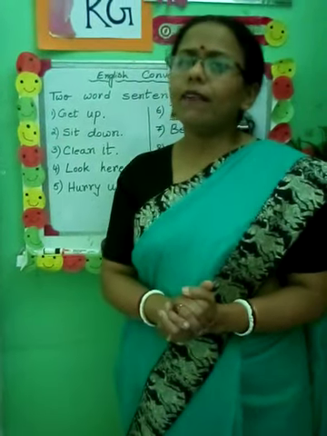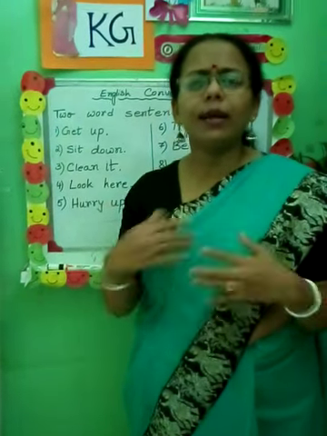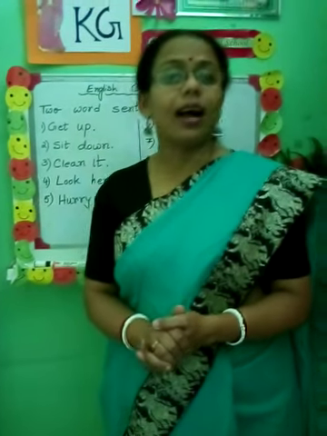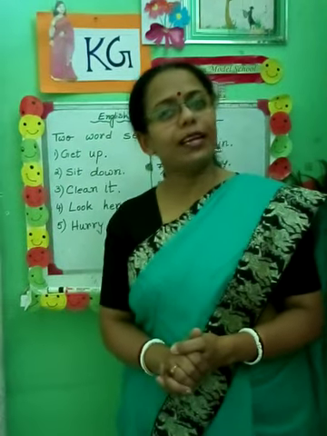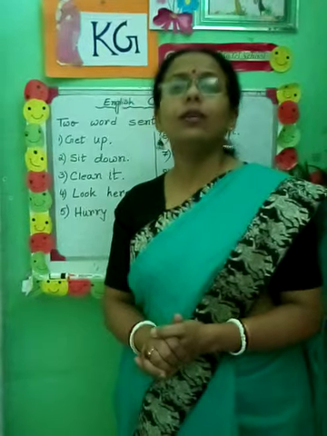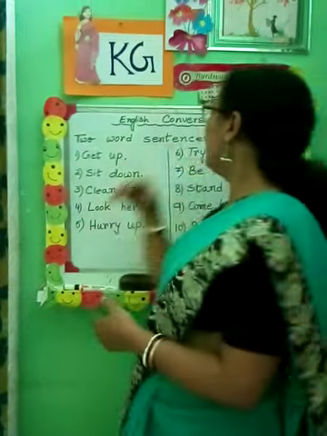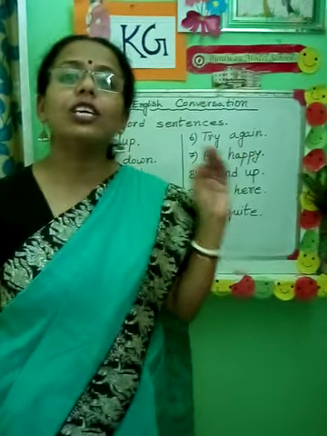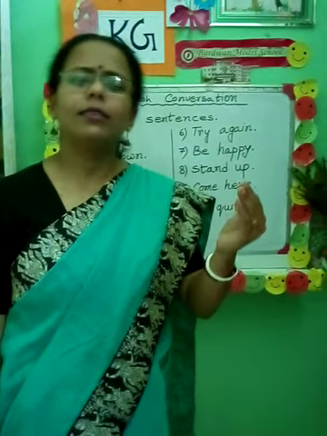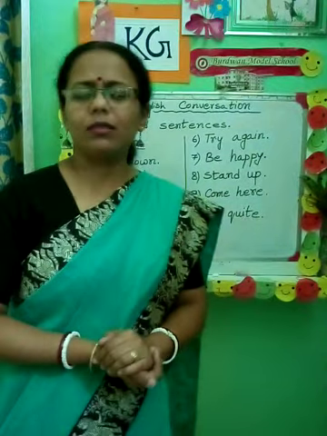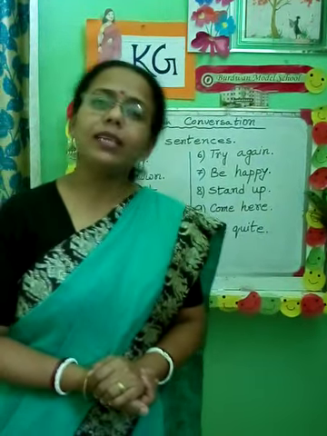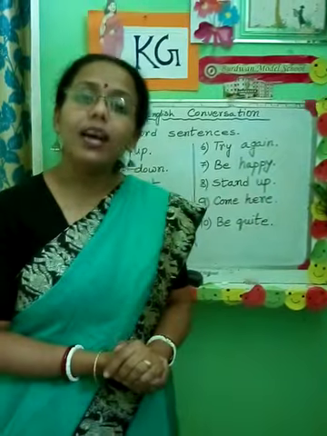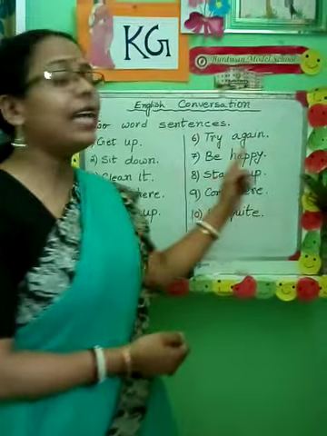Hurry up. Every morning, Mama is shouting, "Hurry up, hurry up, we are getting late. Taratari koro, taratari koro. School e jete deri hoye jabe." What is it said in English? Hurry up. Taratari koro. Next sentence is try again. Try means chesta kora. Again means abar. Abar ekbar chesta koro. Ma, eta ami ekdom parchi na. What does Ma say? Abar chesta koro. Try again. Try again. Exactly.